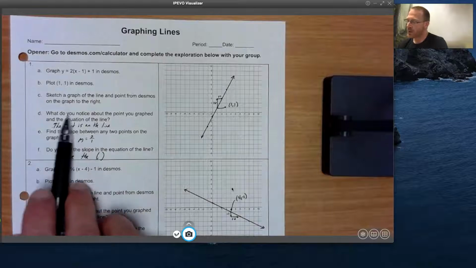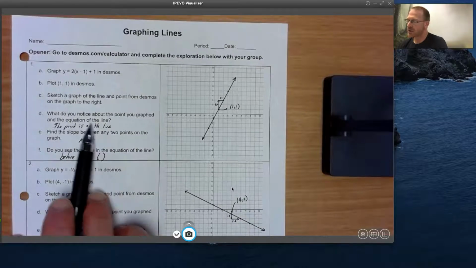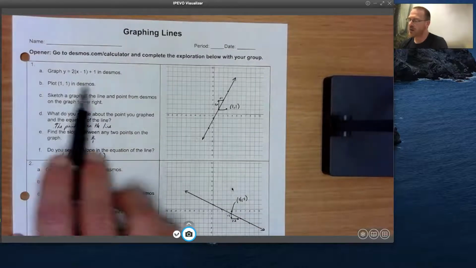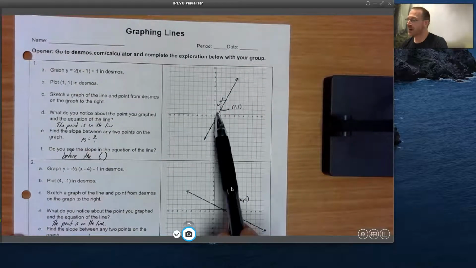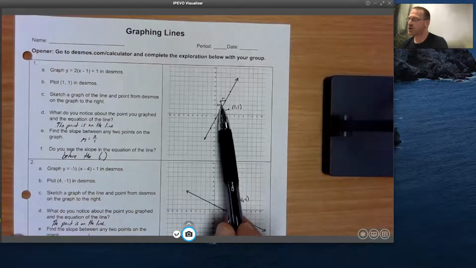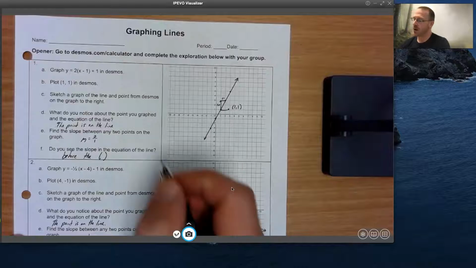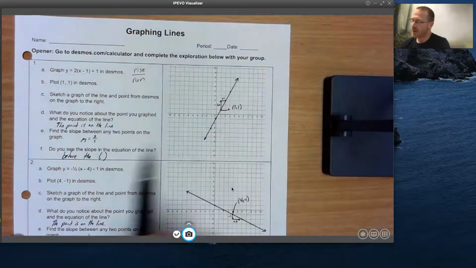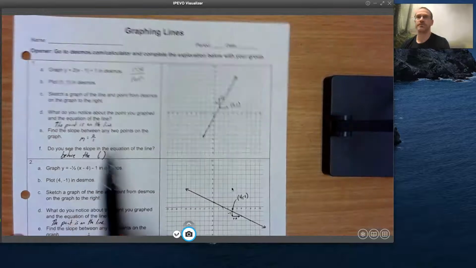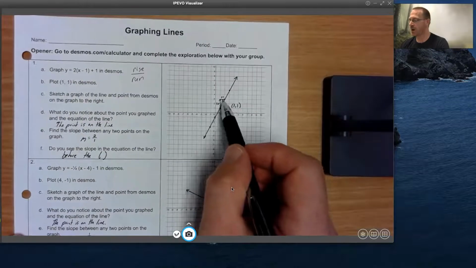So what do we notice about the line you graphed and the equation? One is the point (1, 1) is on the line, so we saw that. Now, going back to what we talked about in our prior lesson, we should be able to find our slope, because we know it's just rise over run. And we get to that 2 over 1 here. So I go up 2, I go over 1.